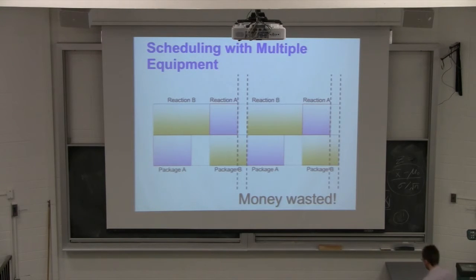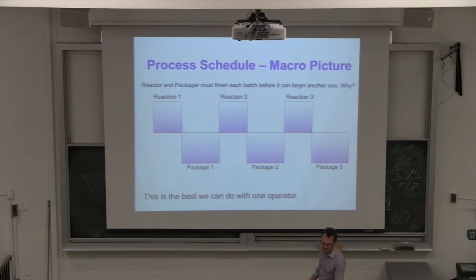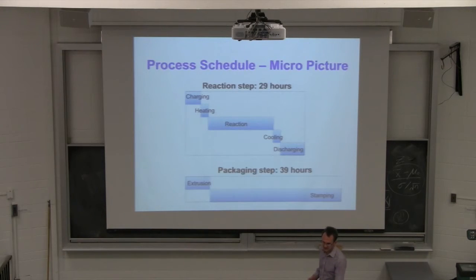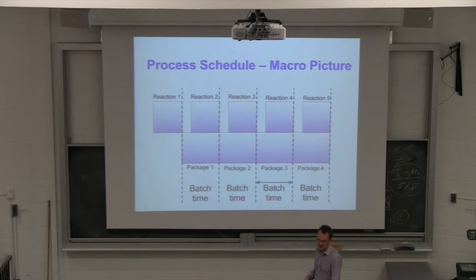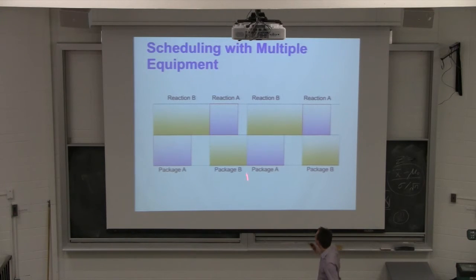So cleanup time absolutely needs to be taken into account. And let's just back up a little bit to the recipe. It had discharging here, and part of discharging would be cleanup. So in that time frame, I'm already assuming that cleanup is accounted for. At the tail end of this reaction, there's a small piece of time for cleanup. So that's already been done and has to be included before you plan this batch out.